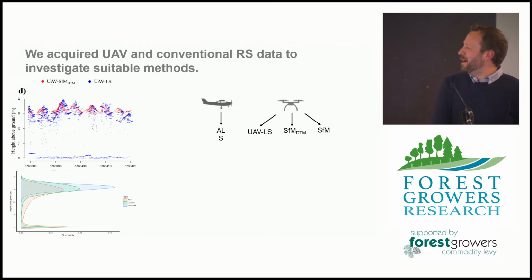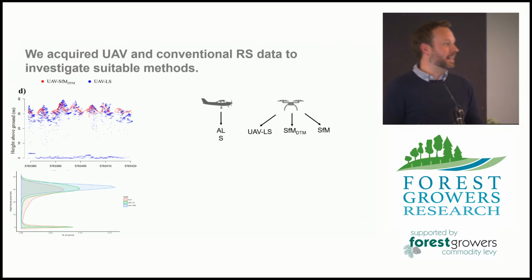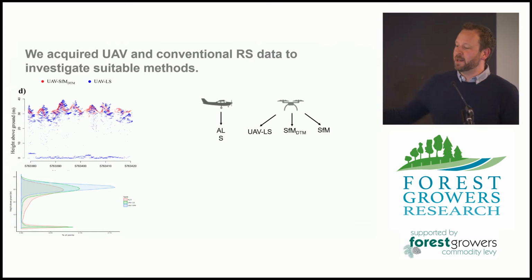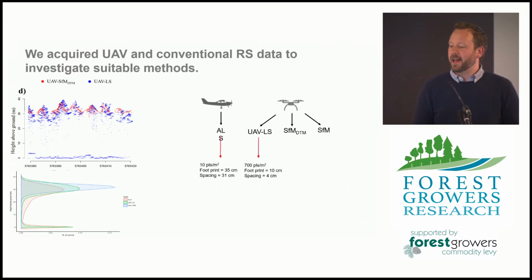But from both the conventional aircraft and from the UAV, we collected ALS data, which is ALS for me is airborne laser scanning, so that's LiDAR data, and we had UAV laser scanning from the UAV. And essentially the data sets that we collect from those two platforms are the same, although they have different properties. So from the UAV, you can see we've got 700 pulses per meter squared, and from the aircraft, in this particular case, we had around 10 pulses per meter squared.